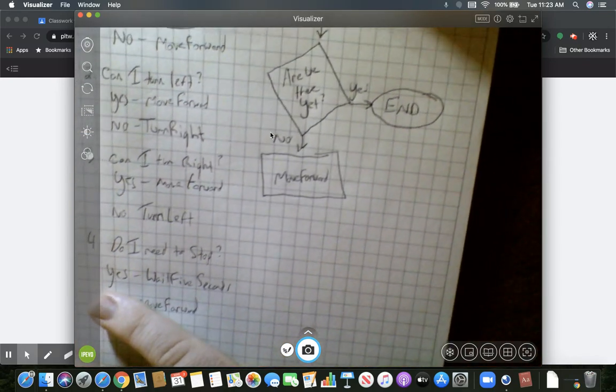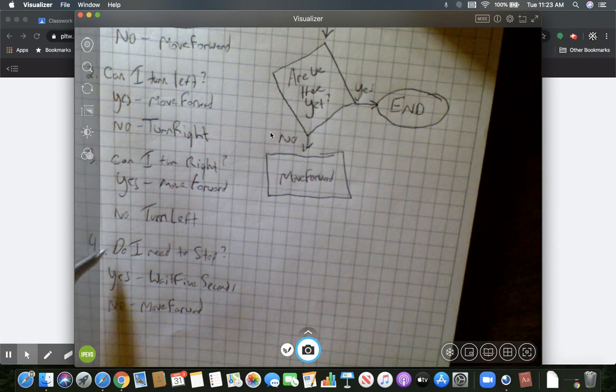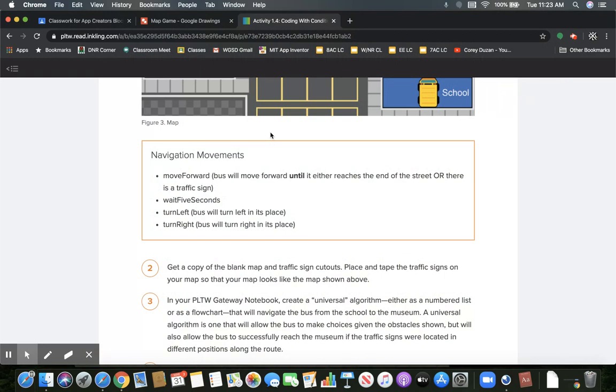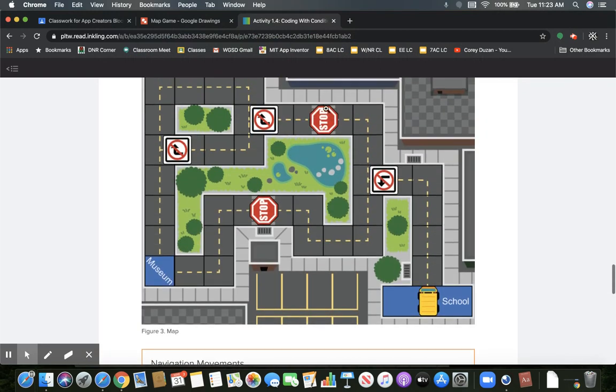Now, the next question, I'm actually going to jump down here so I can get out of the way in case we lose it, because it really doesn't matter what order we have these. As long as our bus starts to memorize, if it sees this sign, it knows what to do. If it sees this sign, it knows what to do. If it sees this sign, it knows what to do. And it just knows to get to the museum.